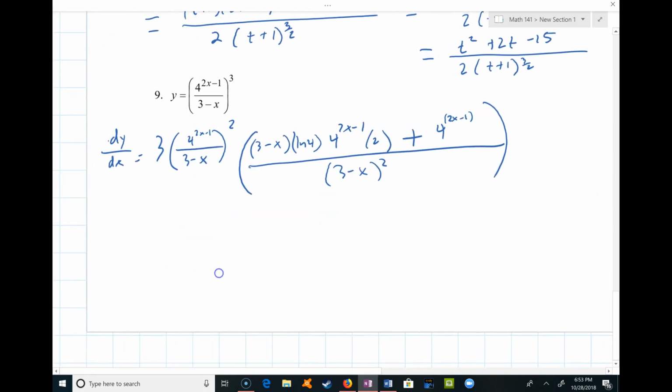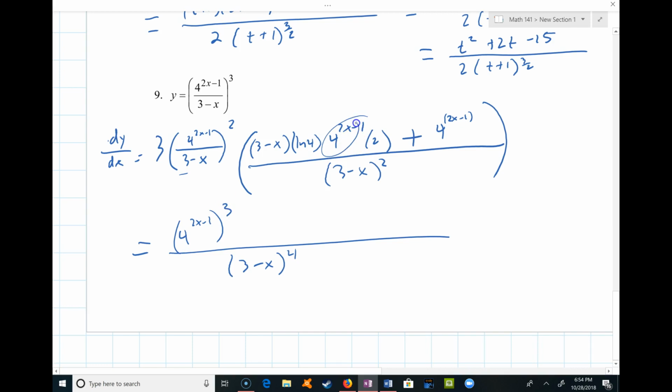So if we consolidate all this stuff, let's see. I got 3 minus x squared here, and 3 minus x squared there. So on the bottom, I'm going to have 3 minus x to the 4th. So that's fun. And then let's see if we can clean up the inside here a little bit. Looks like we have a couple factors of 4 to the 2x minus 1. So we'll bring these guys out too. So actually I have 4 to the 2x minus 1 to the third power, because I factored this guy and this guy out, right? And we'll leave the 3 there for a second.